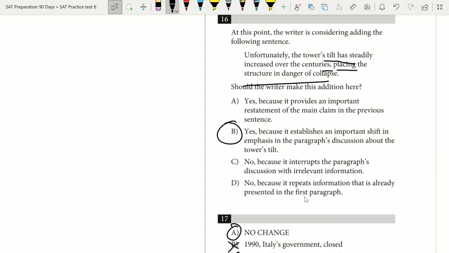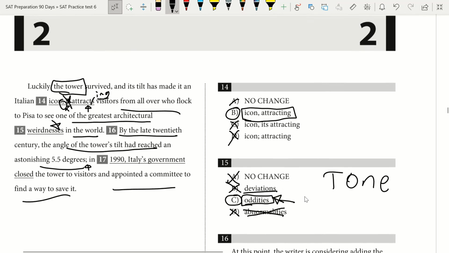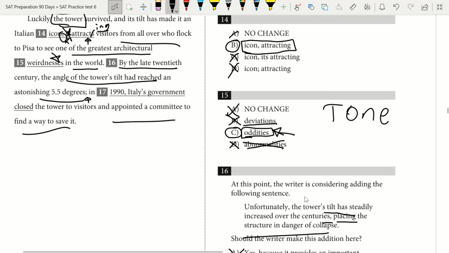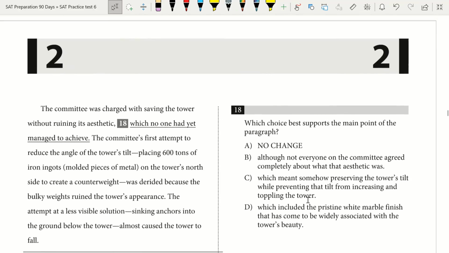Now we're talking about how it's still in danger of collapse and we have to save it. So that's really a change in our shift in our emphasis of our discussion. So yes, we want to add it because it's indicating that shift. Okay, so answer there is going to be B for 16. All right, so that's 16. We already answered 17, so now we're down to 18.